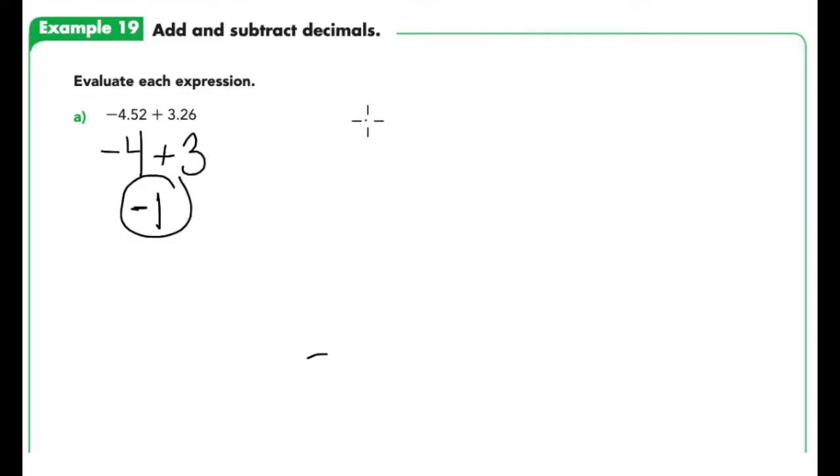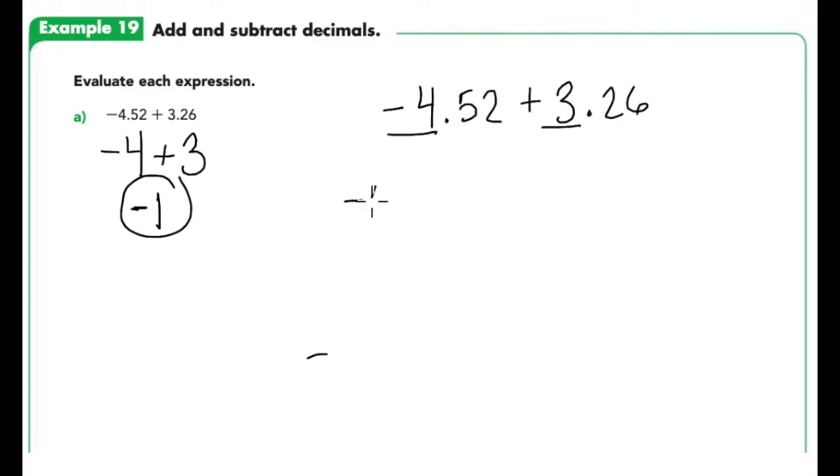Another method that we could use for adding or subtracting, we could split the decimal numbers up. And what I mean by that is I'll rewrite it again as -4 and 52/100 plus 3 and 26/100. So what I'm going to do here is I'm going to take the -4 and the 3 and work that out separately. So I have -4 plus 3, and that gives me a -1. So we use that up, so I'm going to get rid of that.